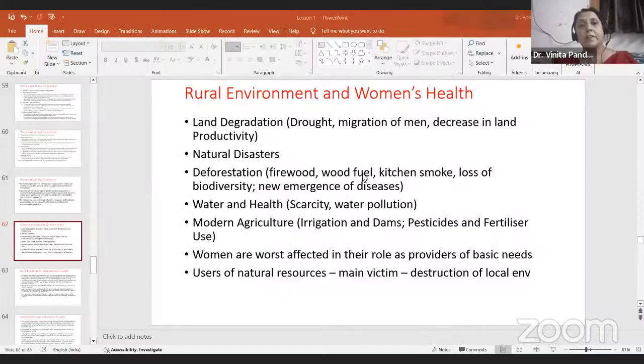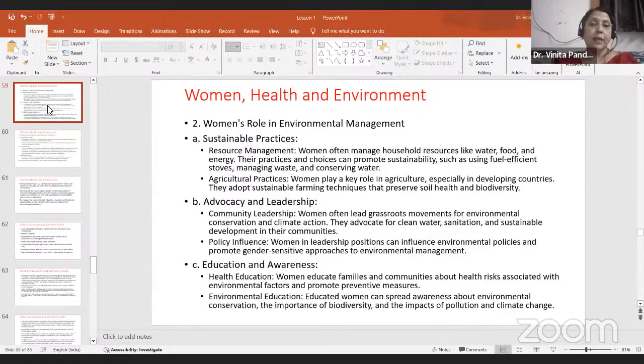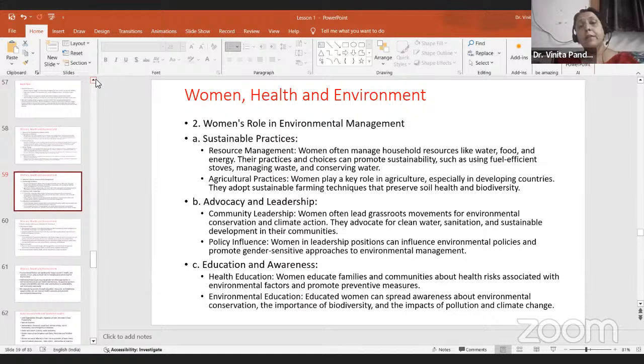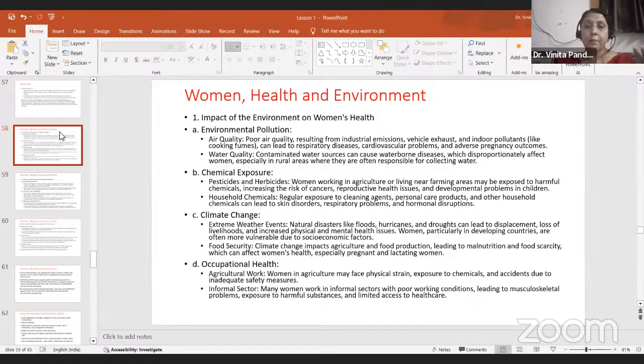So, in yesterday's class, I initiated this discussion where we were trying to understand how various environmental factors can influence women's health. So, we discussed this and how environmental pollution is going to be discussed. As I mentioned in yesterday's class itself, broadly we will discuss.